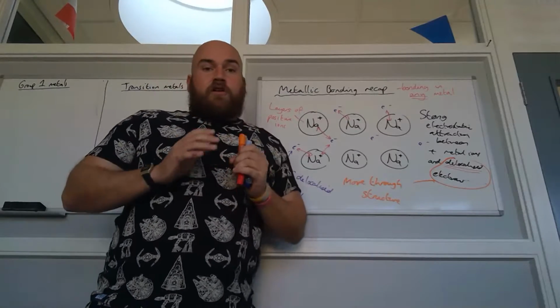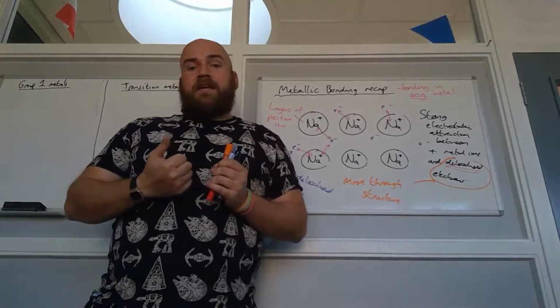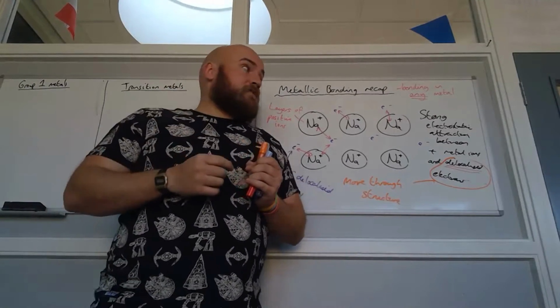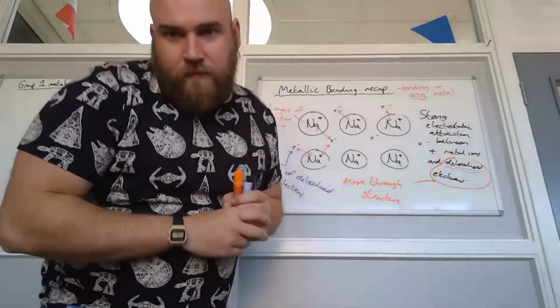So that's the structure of any metal. So we're going to be looking at group 1, the alkali metals, and the transition metals for a comparison. Okay, so let's start with that. Any questions before we move on?